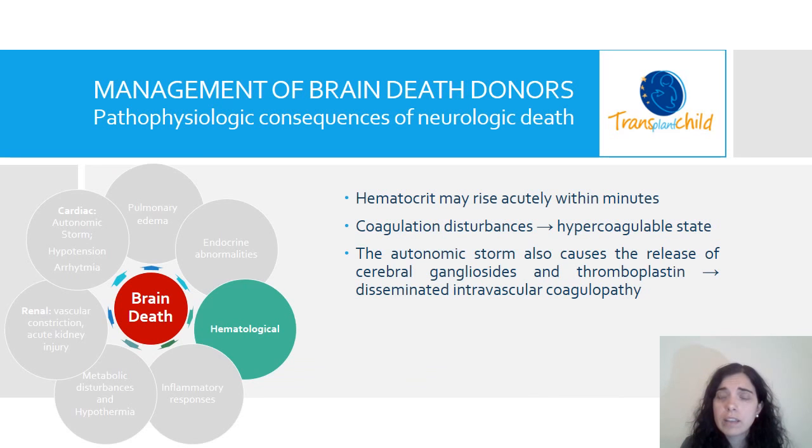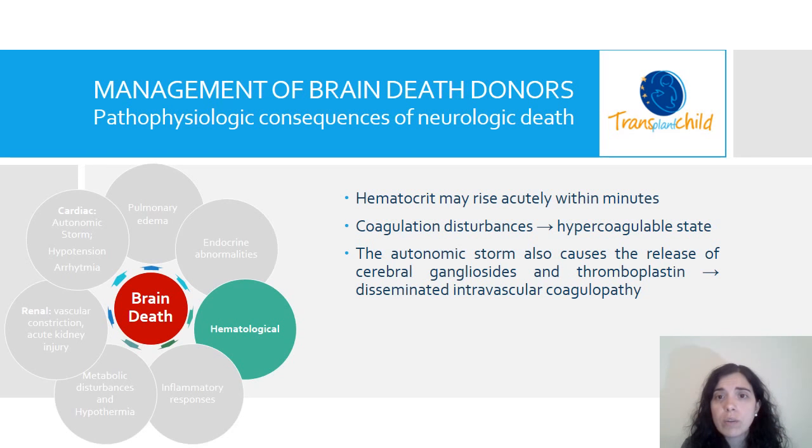After neurologic death, the hematocrit may rise acutely within minutes. This is most likely due to acute vascular depletion and transcapillary fluid shifts. The hematocrit may fall later, most likely because of fluid redistribution, hemolysis, and the dilutional effect of aggressive fluid resuscitation. Coagulation disturbances can occur during and after the progression to brain death. A hypercoagulable state can arise as large amounts of prothrombotic agents are released into the circulation following the initial cerebral insult.